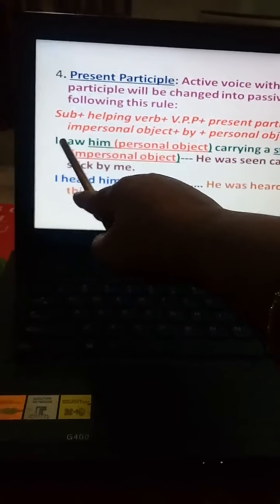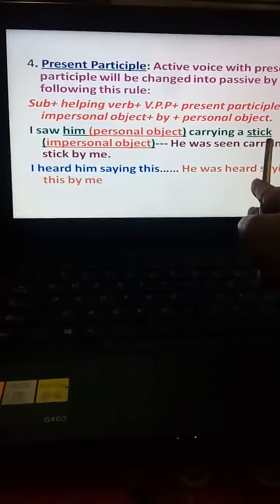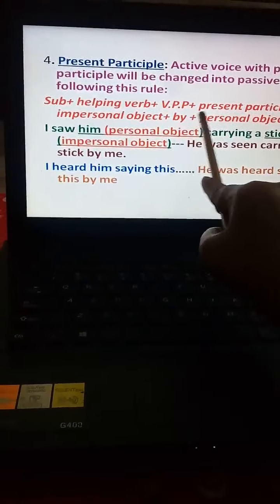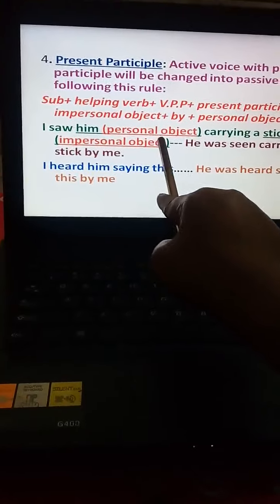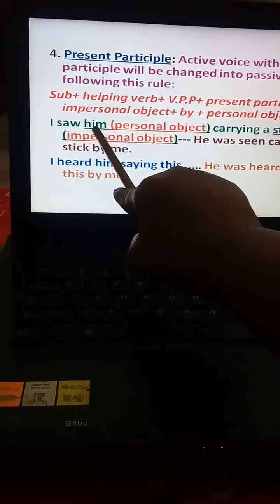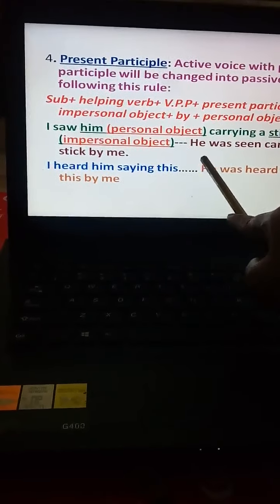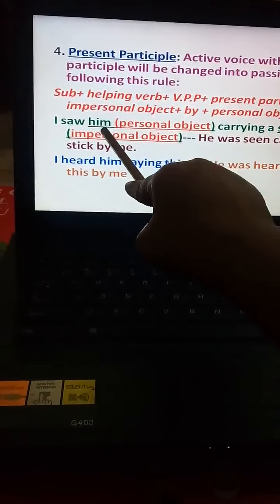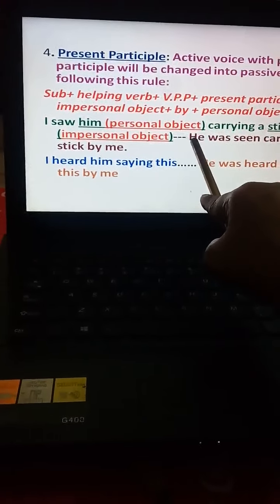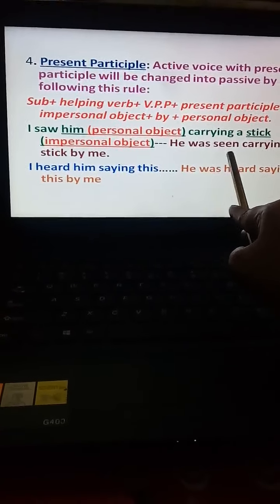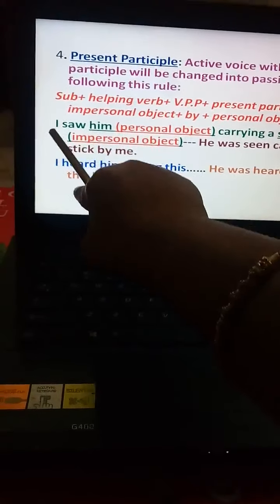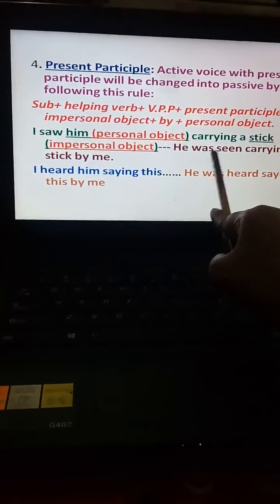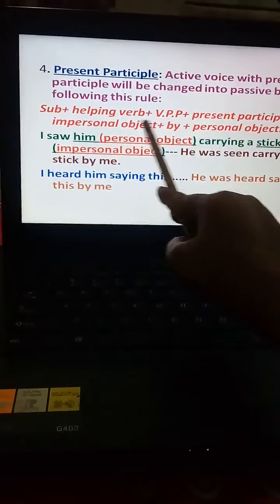Look at the example: "I saw him carrying a stick." I saw him. Him is the personal object and a stick is the impersonal object. That is why him should be used as the subject of the passive voice. He is the subjective form of him. That is why he is used here. So "He was seen." Saw is simple past tense. That is why I have used was. "He was seen," the past participle form of saw.